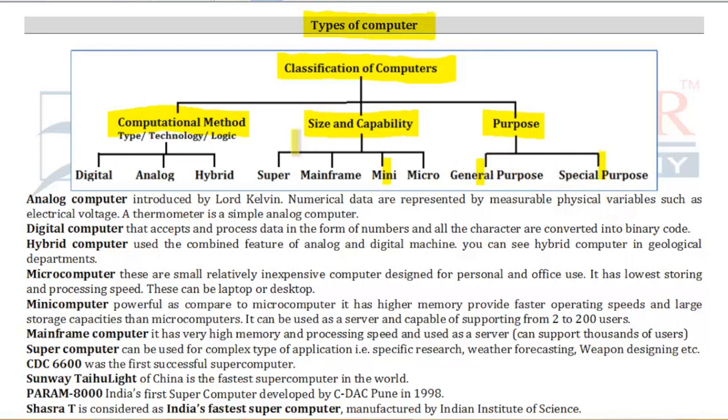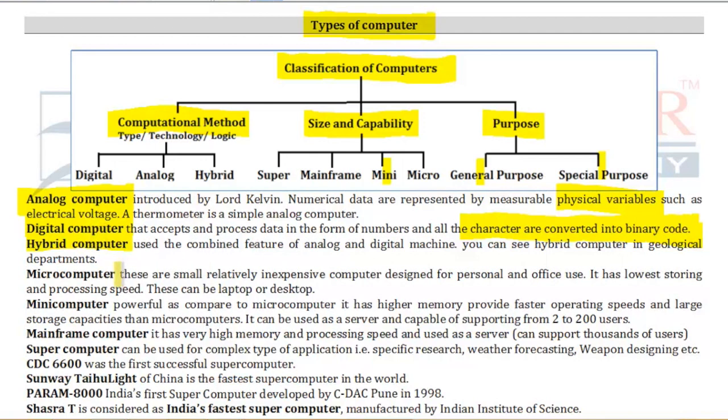So let us see what is an analog computer. Analog computers work on variable voltage or variable aspects. Then we have the digital computer. A digital computer accepts binary information, or we can say a digital computer processes binary information. They convert the characters into binary code. Next, we have hybrid computers. Hybrid computers use combined features of the analog computers and the digital computers.